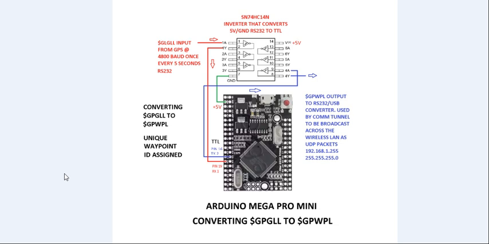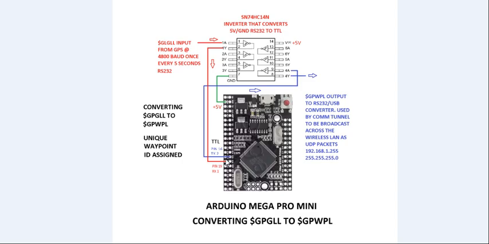Show you some of the code and the conversion between the two sentences, and then show you it working in action. So first let me go over the basic circuit of what's going on. I have a Garmin GPS, and it's putting out a GLL sentence once every 5 seconds at 4800 baud, and it's at 5 volts RS232, and we need to change that to TTL levels for the Arduino. So I'm running it through a 7414 inverter here.